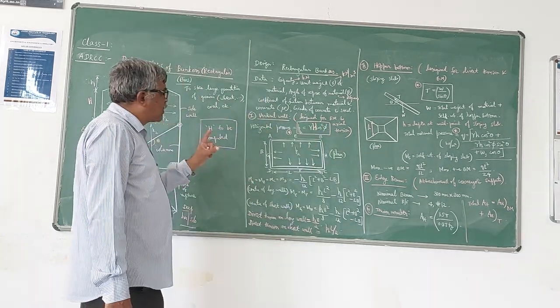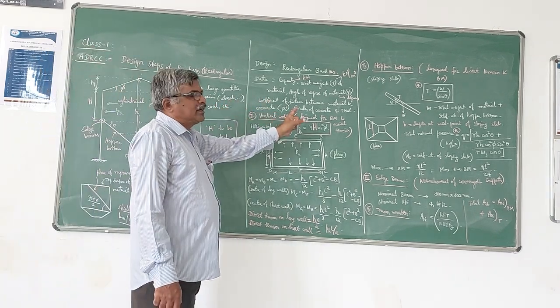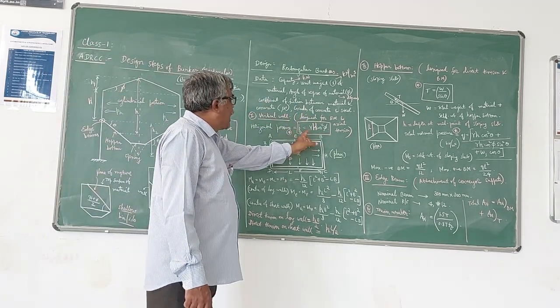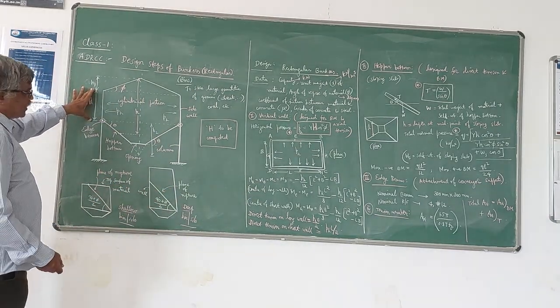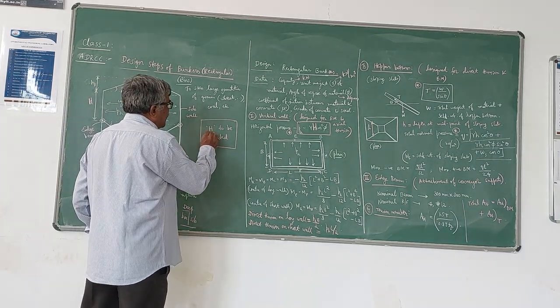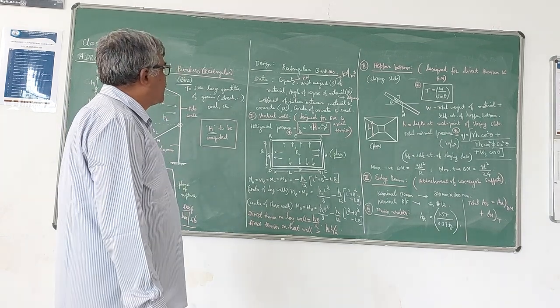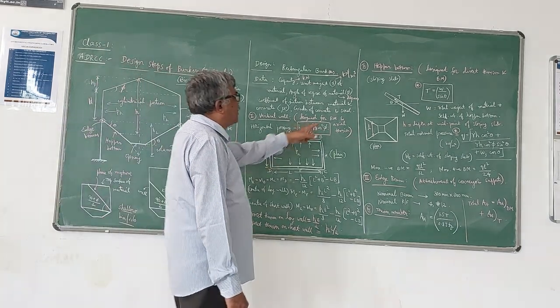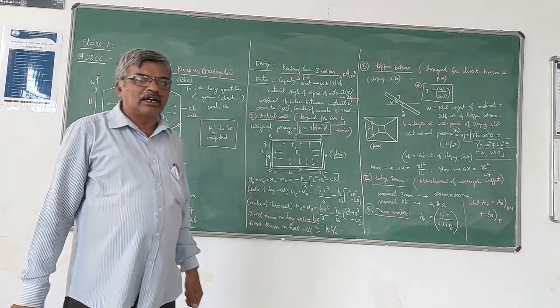So you have to remember this formula. So gamma is once again the unit weight of that material to be stored. H is the height of the cylindrical portion, or the middle portion, and this H has to be computed. In the design example, I am going to explain how to compute the value of H. Then cos square phi, phi is already known. So using this formula, you calculate the horizontal pressure.